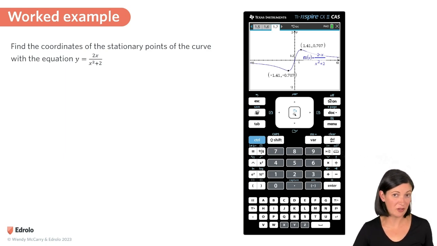Okay, so really easy. If you have a calculator, you don't really have to do any calculus at all. You can just draw the graph and find those key points of your function visually.